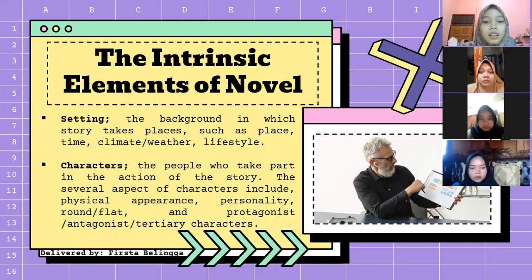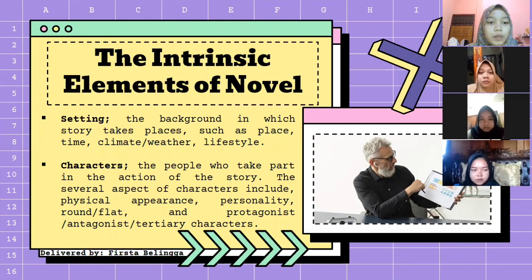I will talk about the intrinsic elements of the novel. An intrinsic element is a builder element of literature that can be found in the literary text itself. There are several intrinsic elements in a novel. The first one is setting. Setting is the background in which the story takes place, such as place, time, climate or weather, and lifestyle.